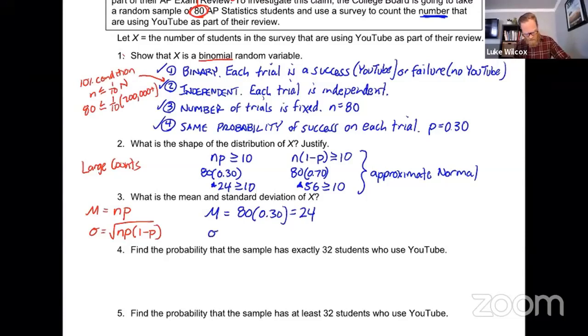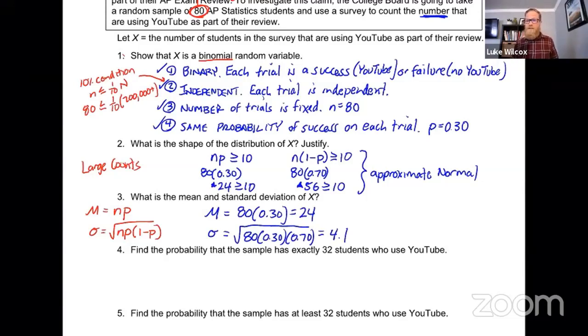Now to the standard deviation. According to our formula here, we need the square root of n, which is 80, times p, which is 0.30, times 1 minus p, which is 0.70, and then we take the square root of that whole thing. And I've already put that in my calculator. I got an answer of 4.1.